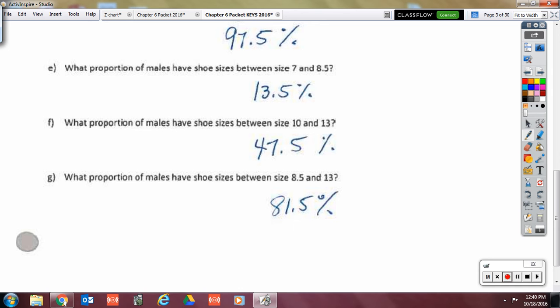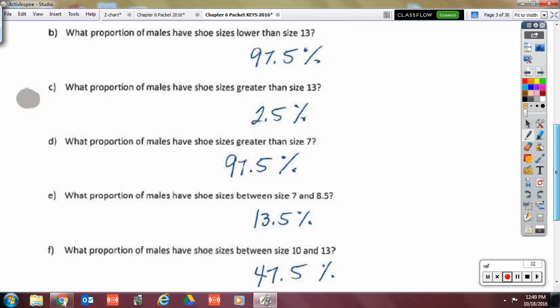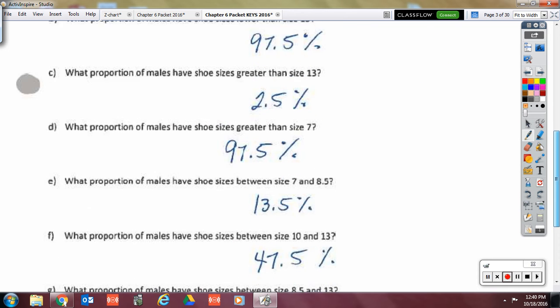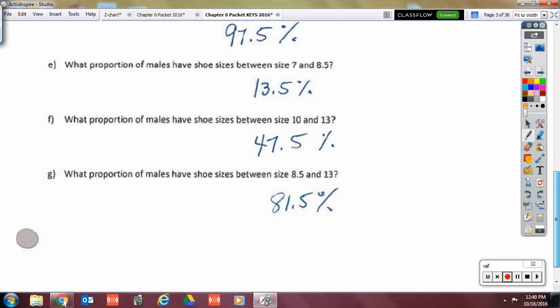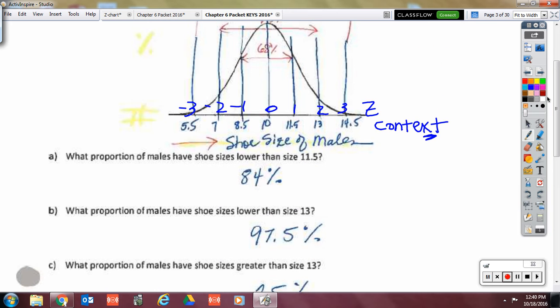Yes, ma'am. Ooh, maybe I'm wrong. No, I'm not wrong? Okay. Well, if several people did, sometimes I wonder if I'm okay. So from size 10 to 13, so this right here is 34%. This is 13.5. So if you add 34 plus 13.5, you get 47.5.